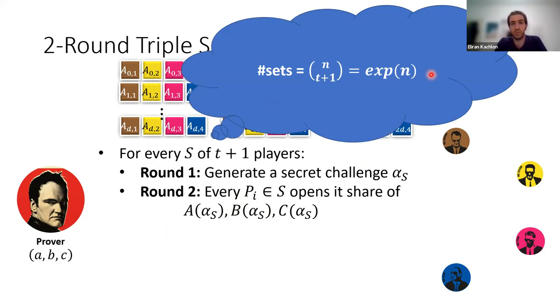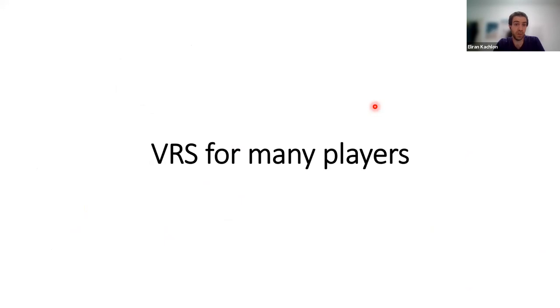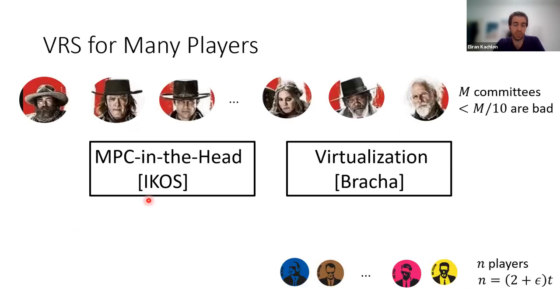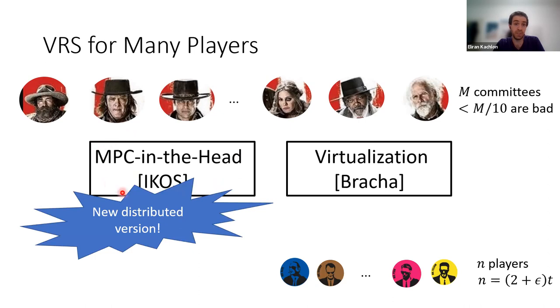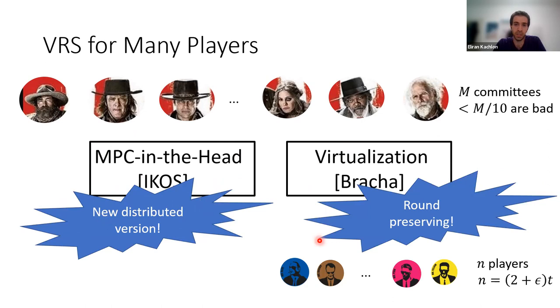Now, I do want you to notice that the number of sets is exponential in the number of parties, and therefore this protocol is only secure for a small number of parties. I will not be able to talk about VRS for many parties, but I do want to mention that we combine two known techniques from the literature of MPC and zero knowledge. So we combine MPC in the head with virtualization, and we show a new distributed version of MPC in the head. And we also use virtualization in a round preserving way, which means that we take the VRS for a small number of parties and we transform it into a VRS for many parties with the same round complexity as the original protocol.